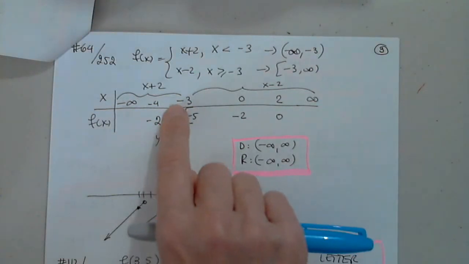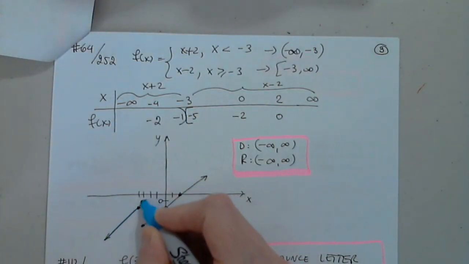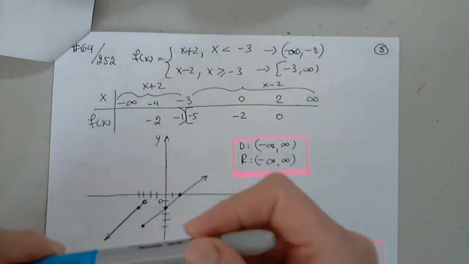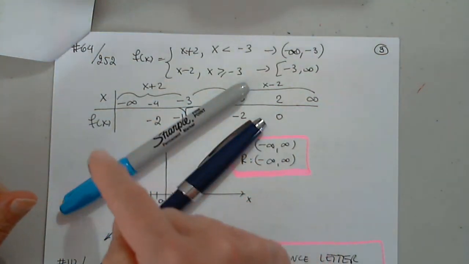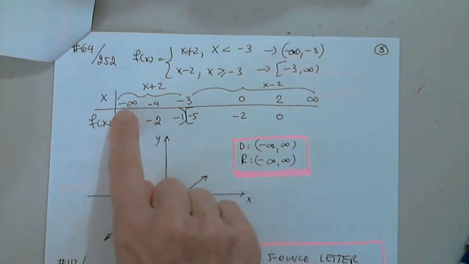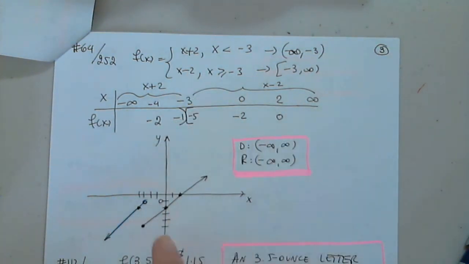So here they are. The left side is a graph that ends here. It cannot be extended to the other side. If you do extend it, this will not be a function anymore. By the vertical line test, it will not be a function. Careful. This branch is only between negative infinity and negative 3. And this branch is only between negative 3 and infinity.